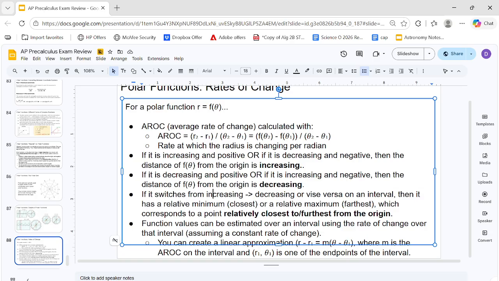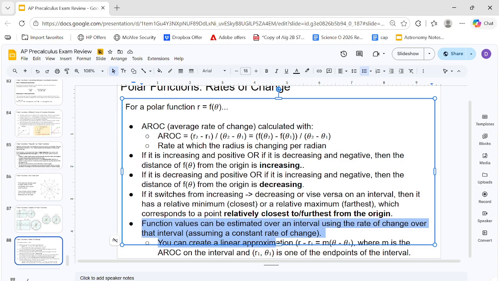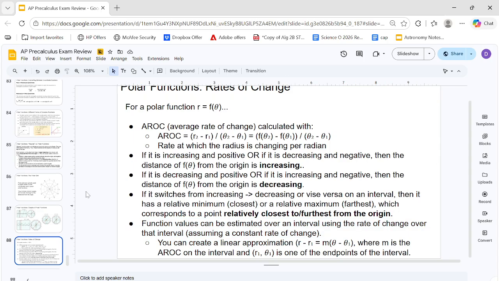Yeah, so changing from increasing to decreasing on an interval, or vice versa, means a relative minimum or maximum, which is a point relatively closest to or furthest from the origin. So relative min, closest to, relative max, furthest from, relatively. And then function values, you can estimate using the rate of change, creating a linear approximation.